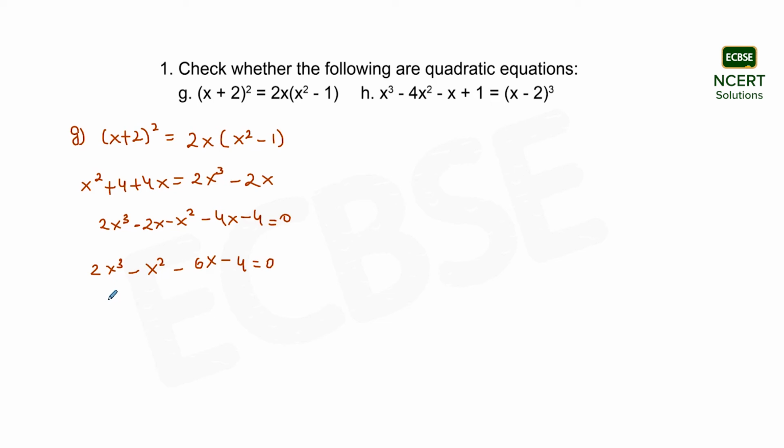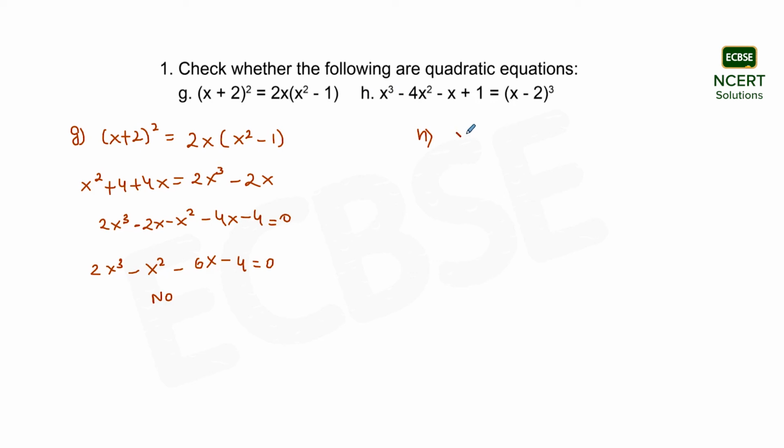Now, if I observe this equation, clearly the highest power of x in this case is 3, not 2. Means this is a cubic equation. That is, the identity of the equation to be quadratic has been changed. As for the equation to be quadratic, the highest power of x needs to be 2. But in this case, it's 3. So this equation is a cubic equation, though the coefficient of x square is not equal to 0 in this case. But this equation will be called a cubic equation. So we can say, no, this is not a quadratic equation.